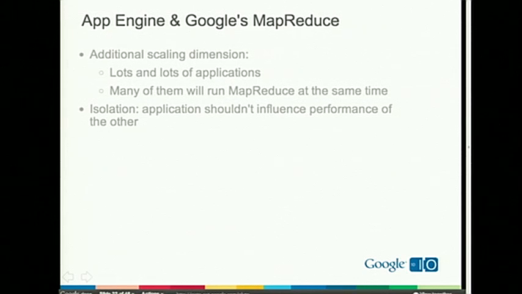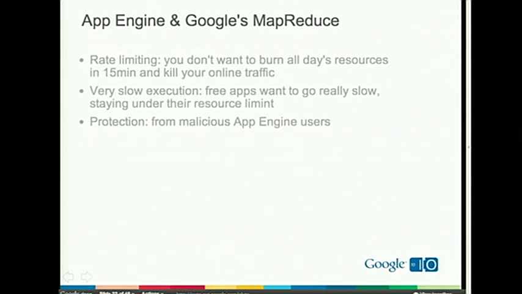And another problem is that we want to isolate all apps so that if some app is behaving badly or consuming lots of resources, then other apps should not be hurt. So no one wants to have his MapReduce running slow because someone else is running his MapReduce. So we want to do lots and lots of isolation stuff.